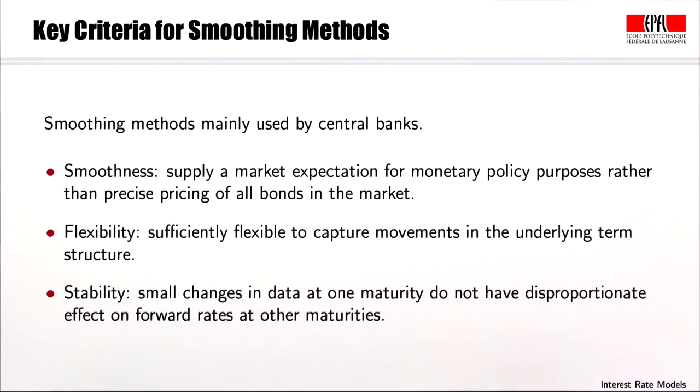The following three are key criteria for smoothing methods. First is smoothness. The estimation method should supply a market expectation for monetary policy purposes rather than precisely pricing all the bonds in the market. Flexibility. The method should be sufficiently flexible to capture movements in the underlying term structure. And stability. Small changes in the data at one maturity must not have disproportionate effects on forward rates at other maturities.